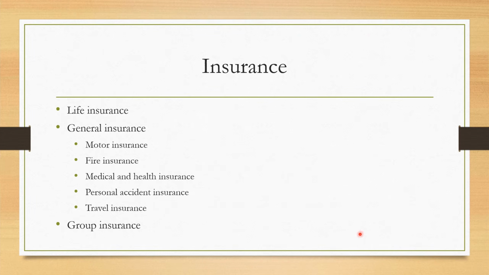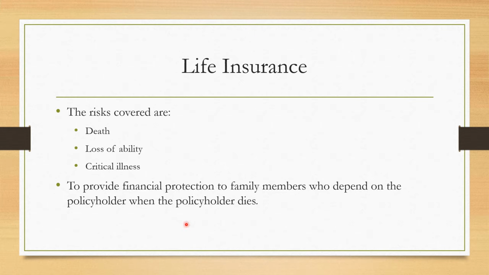Now, insurance. There are many types of insurance. For this topic, we're going to cover these few: life insurance and general insurance, motor insurance, fire insurance, medical health insurance, personal accident insurance, travel insurance, as well as group insurance. Now, for the first one, life insurance. The risks covered are death, loss ability, as well as critical illness.